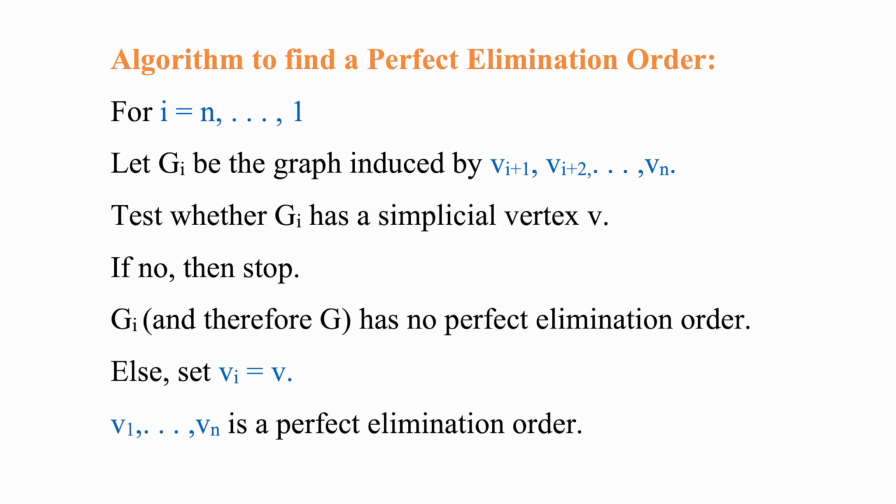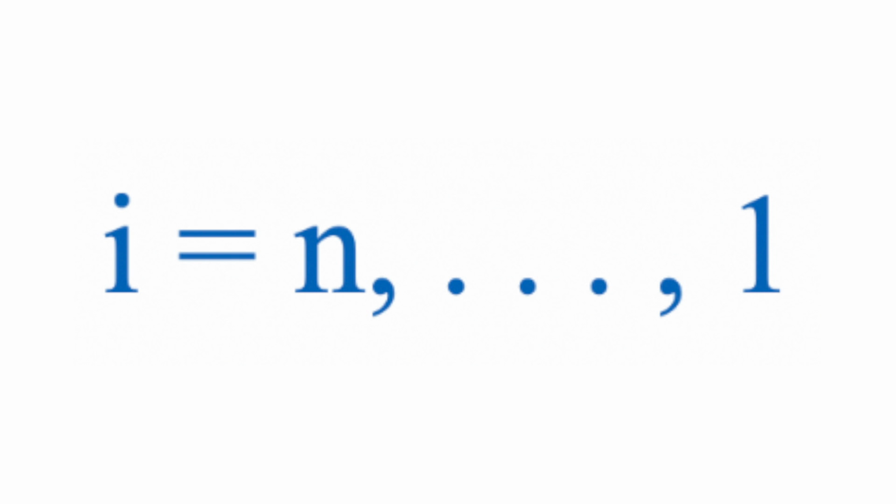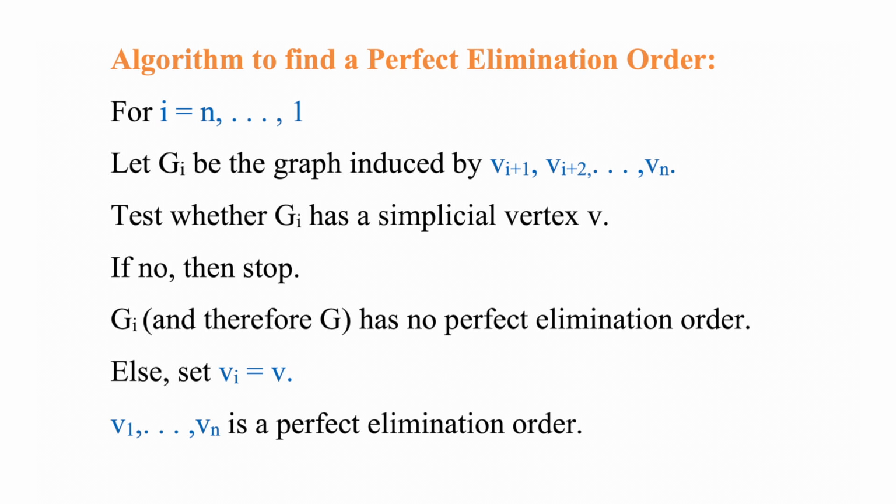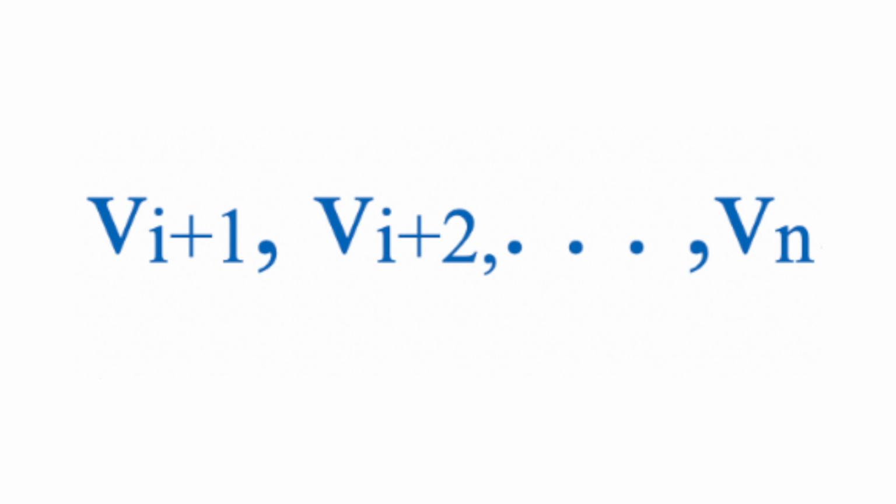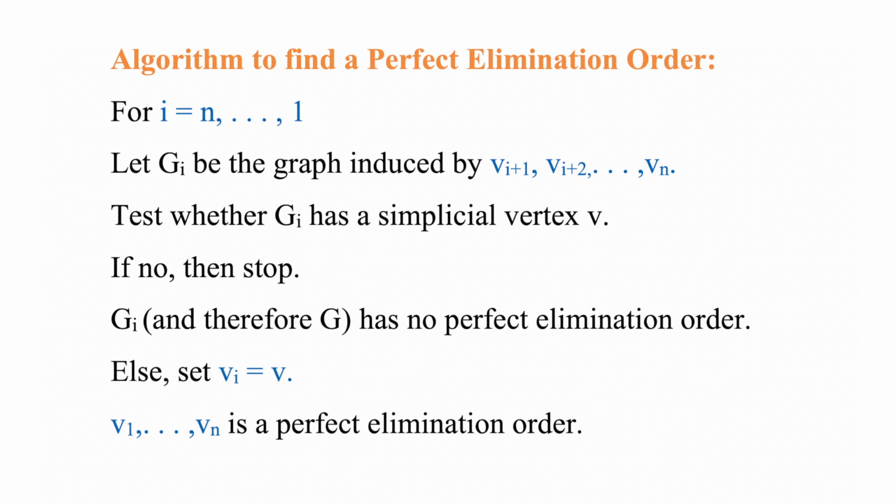Now, let us see an algorithm to find a perfect elimination ordering. For i equal to n to 1, let Gi be the graph induced by the vertices Vi plus 1, Vi plus 2, etc. Vn. Test whether Gi has a simplicial vertex V. If no, then stop. Gi and therefore G has no perfect elimination order. Else, set Vi equal to V. V1, etc. Vn is a perfect elimination order.